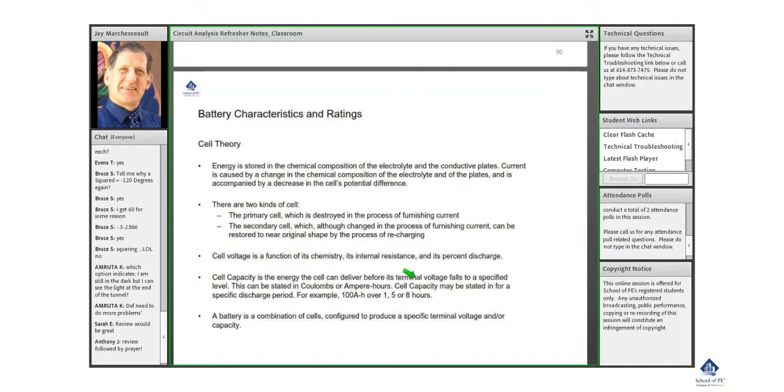There's two different kinds of cells. There's a primary cell, which is destroyed in the process of furnishing the current. And then there's the secondary cell, which, although changed in the process of providing current, can be restored or recharged. So think of a car battery. A lead-acid battery would be a secondary cell. The little Duracell batteries you put in your flashlight, those are the primary cell type where they can't be recharged.